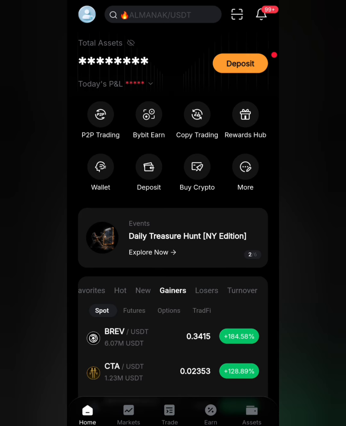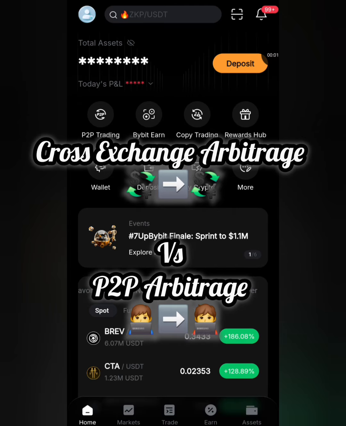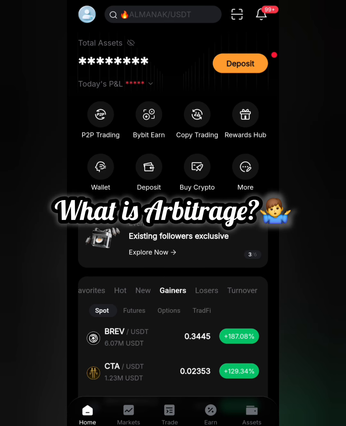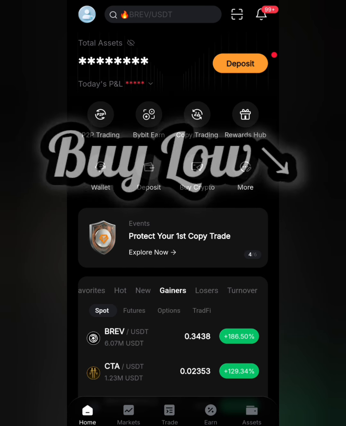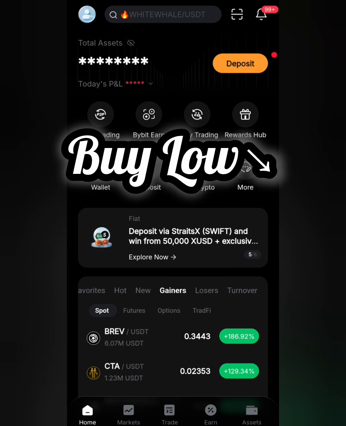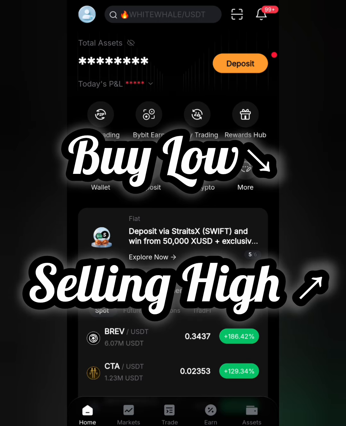Now without wasting much of your time, let's dive into the process right away. So cross exchange arbitrage versus P2P arbitrage. Before we dive into the two arbitrages, let's talk about what arbitrage is. Arbitrage has to do with you buying low from one crypto market, or from one market, and actually selling high on another market.